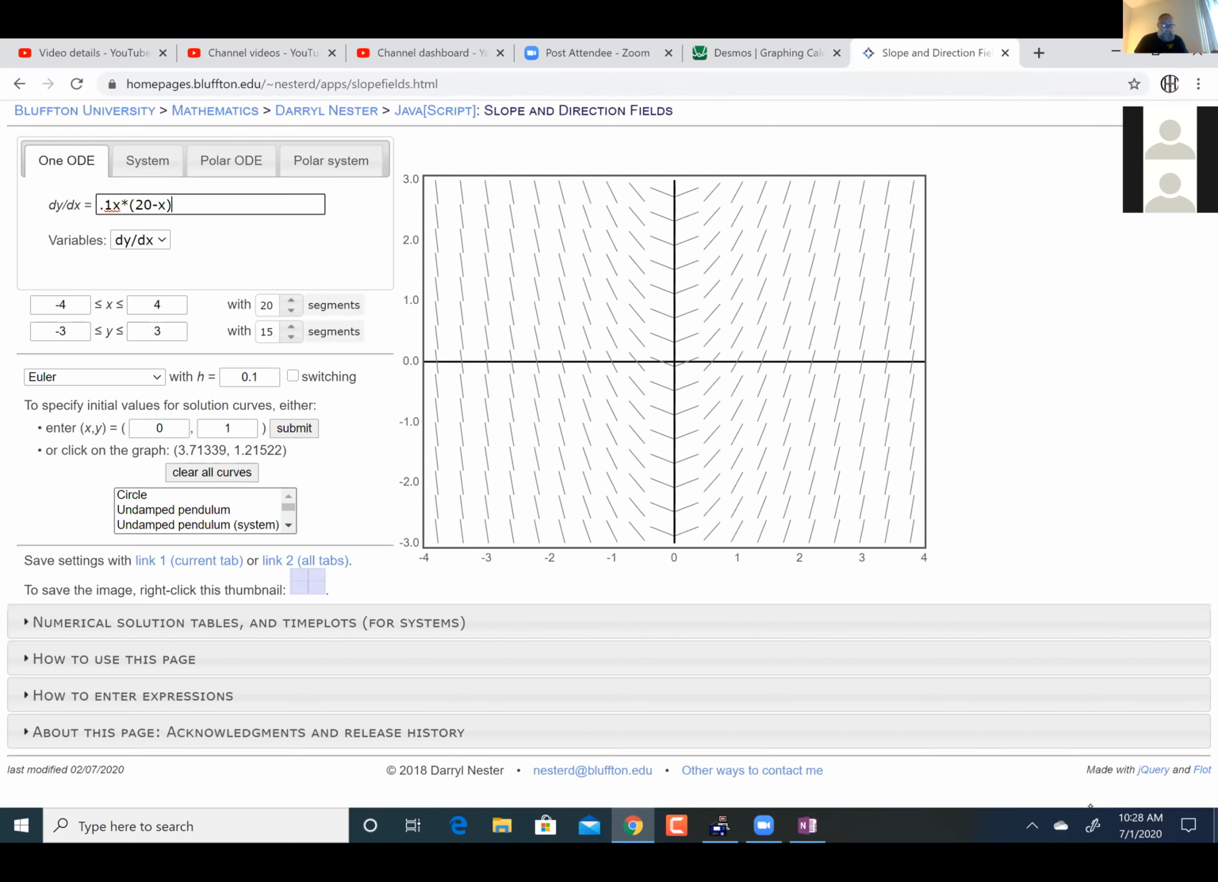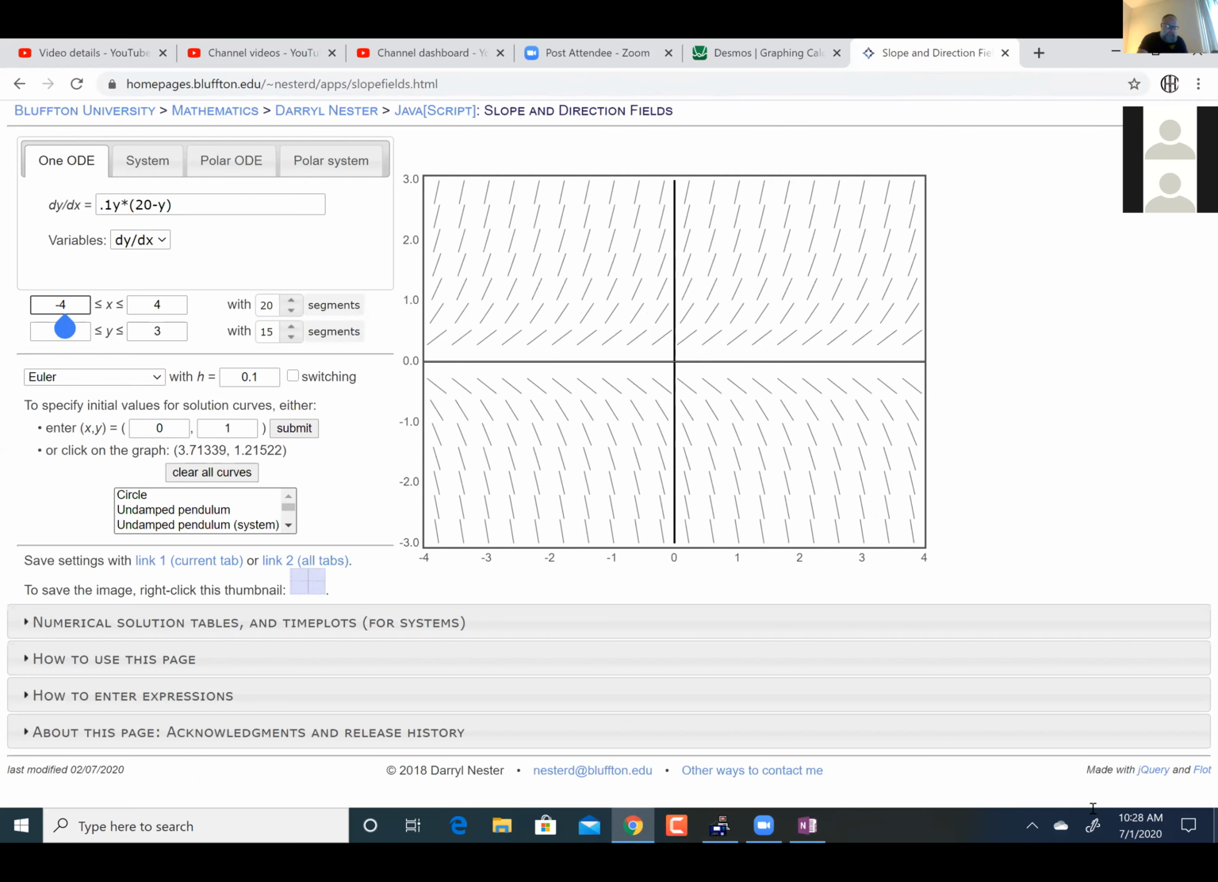And our window sucks, of course it does. Oh, I can't do x though. Sorry, I do y. I forgot this goofy thing is x versus y. I was thinking y versus t. My apologies. We'll get there. Negative 3 is fine. Let's go up to like 23 or something just for fun.